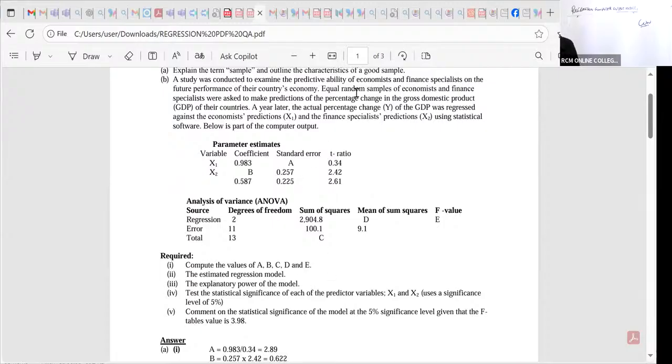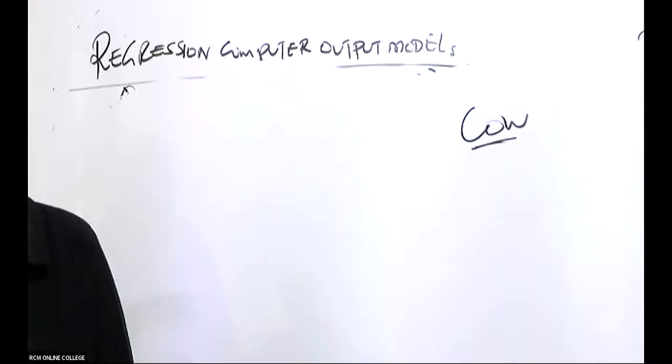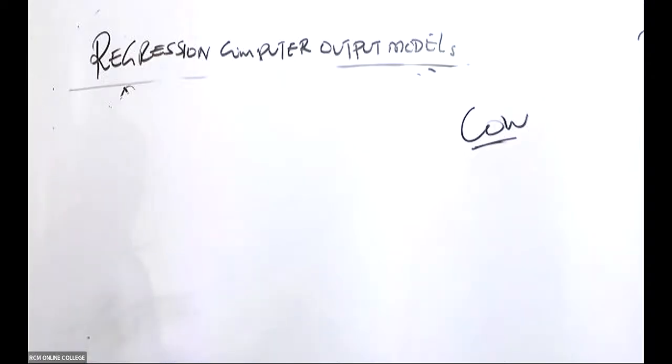Explanatory power of the model. So this explanatory power of the model is the coefficient of determination.